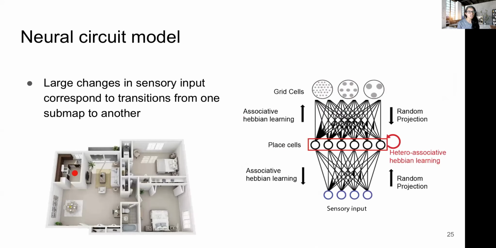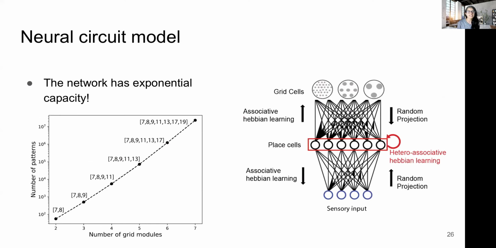In this model, large changes in sensory input, for instance, going from the kitchen to the living room, correspond to transitions from one submap to another. We also find that this network has exponential capacity, which means that it can store exponentially many mappings between sensory inputs and locations in map space.